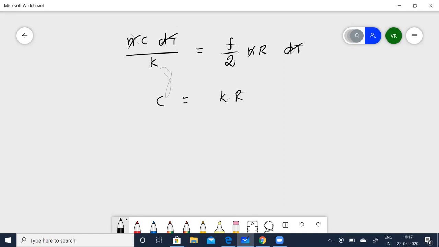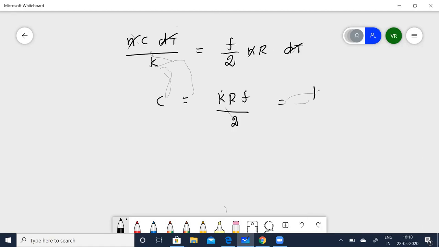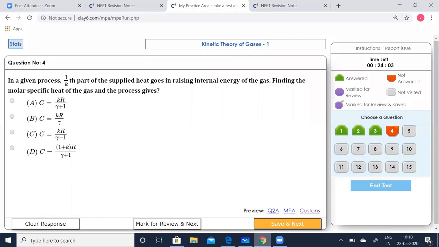I'll bring this F by 2 down. So it is KRF by 2, I can even write it this way. So KRF by 2, which is nothing but KR by gamma minus 1. So you can see option C is correct. Click that, go to the next.